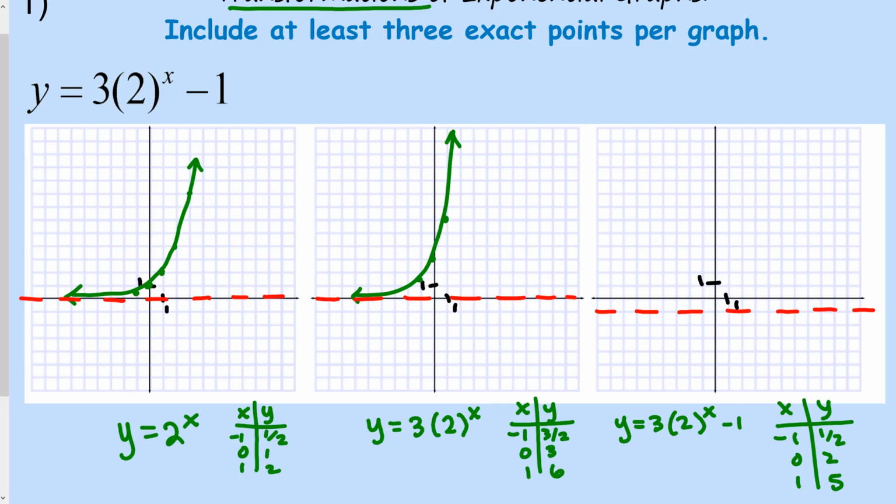So let's plot the points. (-1, 1/2), (0, 2), (1, 5). And make sure that you make your graph come close to the asymptote. If you don't draw the asymptote, you might just make your graph come close to the y-axis again, or excuse me, the x-axis again, but it's supposed to be coming close to the asymptote.